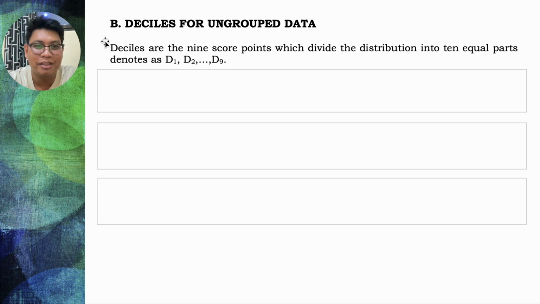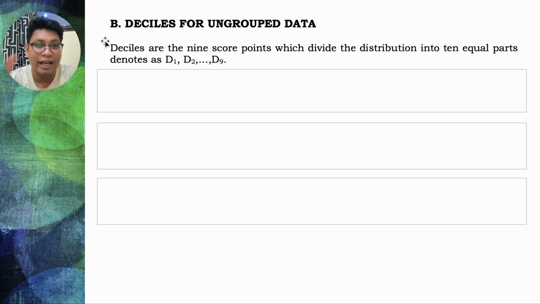So, sabi dito, by definition, deciles are the 9 score points which divide the distribution into 10 equal parts, denoted as D sub 1, D sub 2, and so on until D sub 9. So, baka may magtanong sa atin, Sir, bakit 9 score points lang? Divided nga into 10.